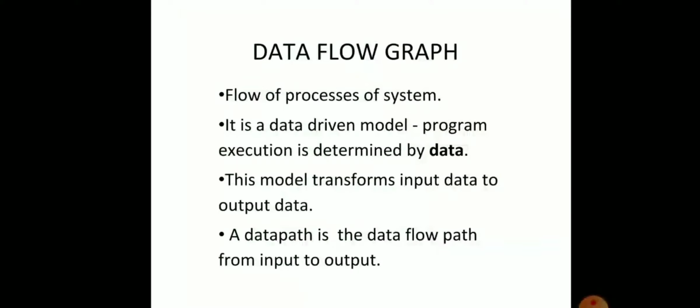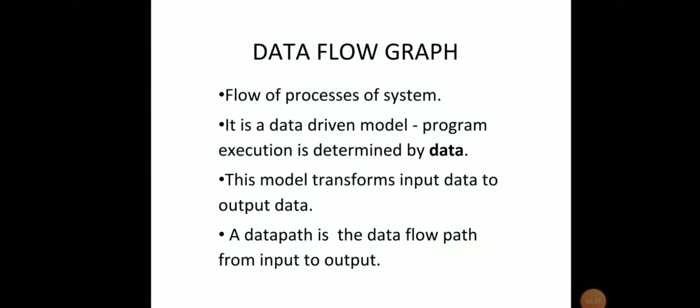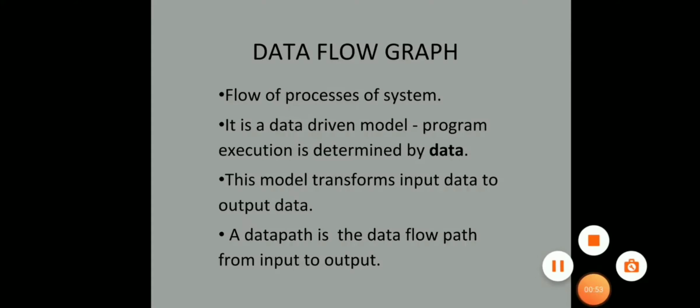A data flow graph is the flow of processes of a system. This model will translate the data processing requirements into a data flow graph. This model is a data-driven model in which the program execution is determined by the data. Everything related to a data flow diagram will remain on data operations. This model will transform input data into output data. A data path is the data flow from input to output.